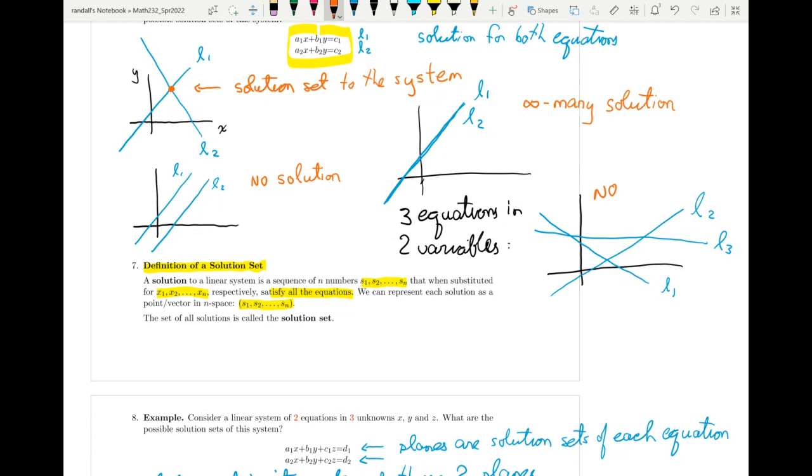You're not going to have any solutions. All right. So it happens very commonly that a system of equations won't have any solution. There is a case where 3 equations have a solution in 2 variables.